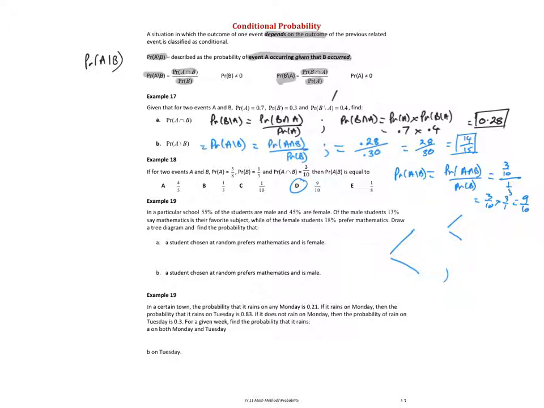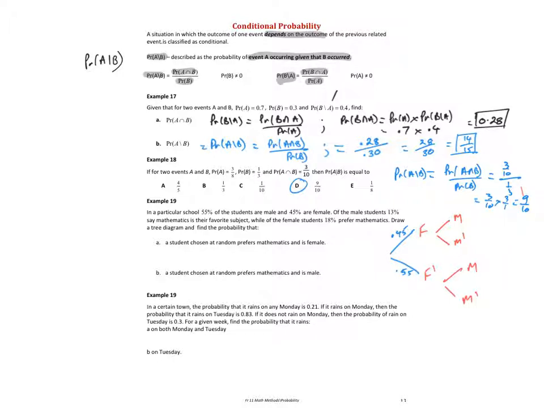So I'm going to lift the first column, which is the sex. You're either female or not female. And then the second one, when we talk about maths, you either like maths or you don't like maths. So 55% of the students are male, so the probability of being not female is 0.55. Probability of being female is 0.45.